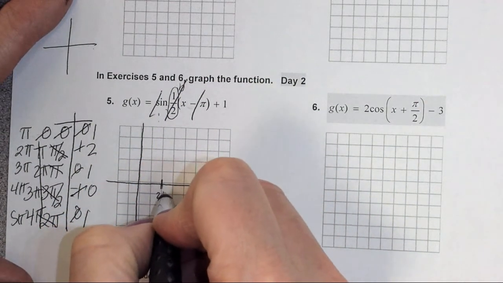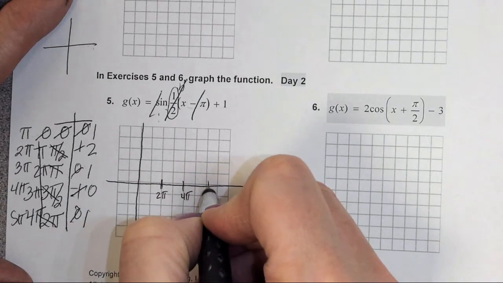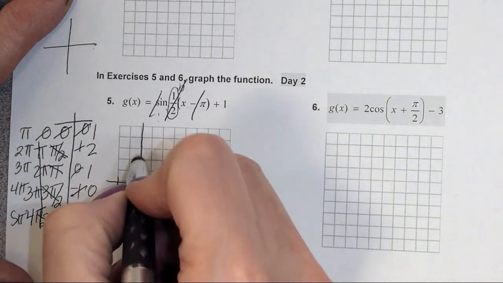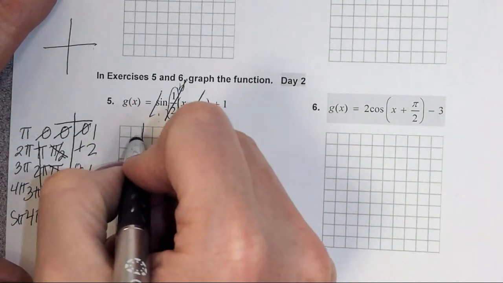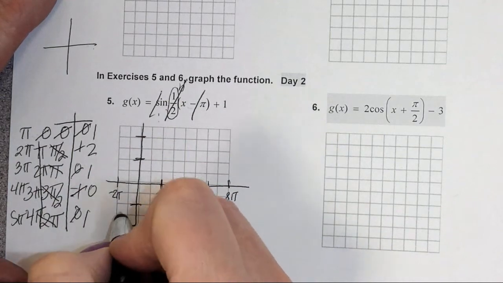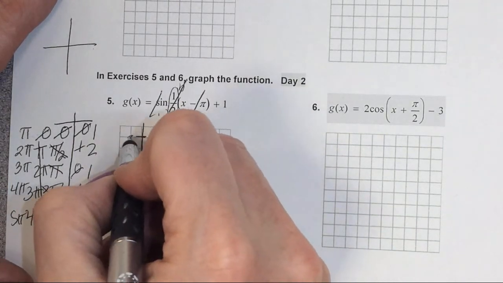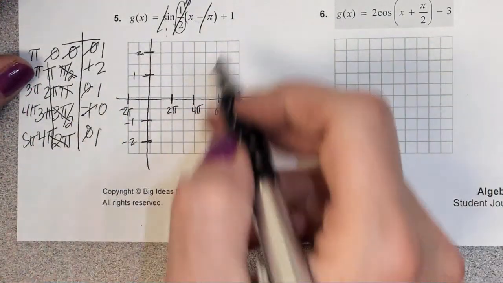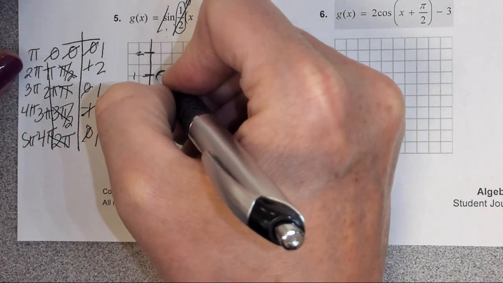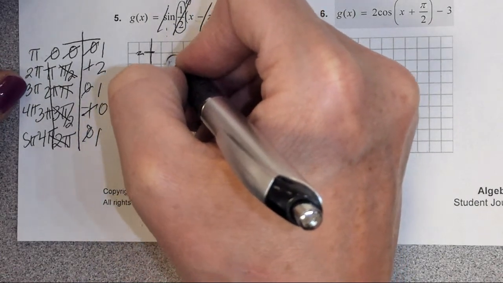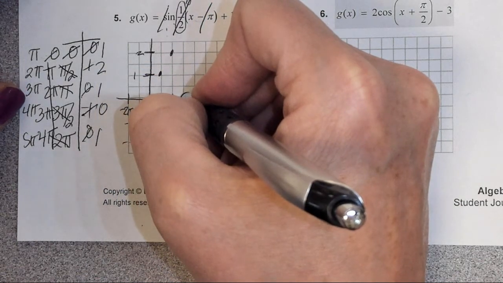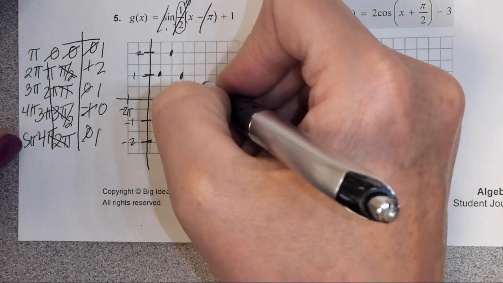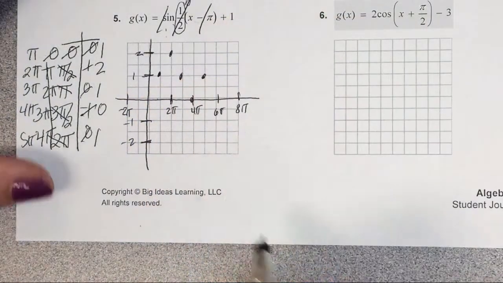So I'm going to call this 2 pi, 4 pi, 6 pi, 8 pi, negative 2 pi. I'm just going to call this 1 and this 2. You can do it however you want. Now, we're going to want to graph over this entire graph. Okay, so I know I have this point pi, 1, 2 pi, 2, 3 pi, 1, 4 pi, 0, 5 pi, 1. Well, this pattern goes on forever.